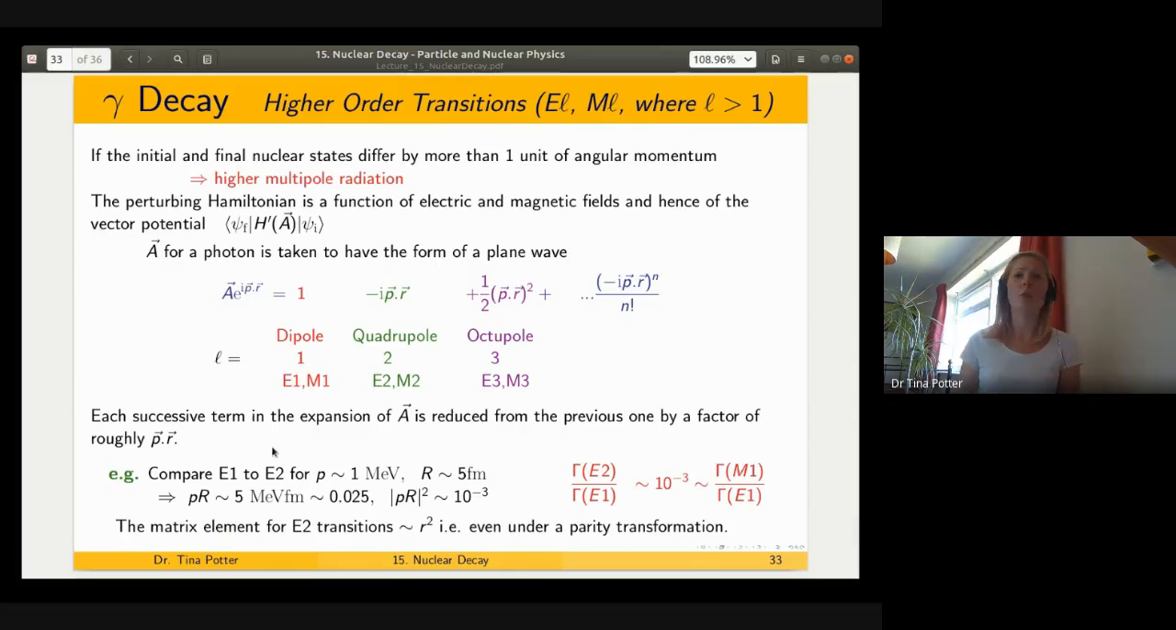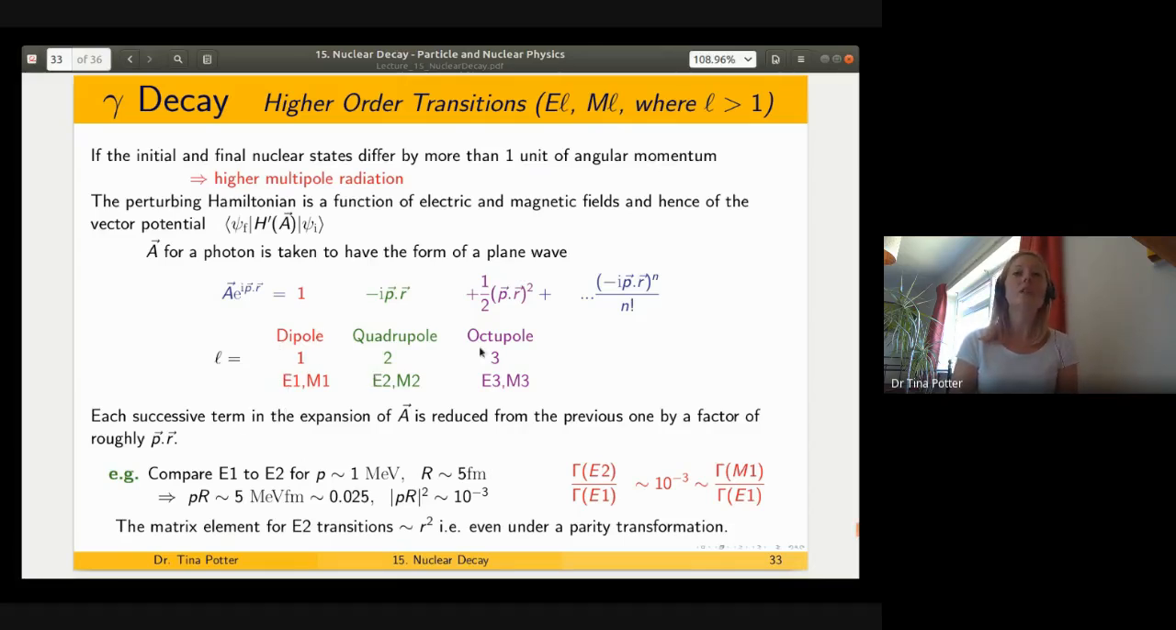And these are our E2 and M2 quadrupole transitions. And then going up one, for L equals 3, we've got our octupole transitions here. And you can see that we're increasing by a factor of p dot r each time we go up a successive term. Now, we can compare these higher order terms to the lower order terms that we've had a good look at here, for E1 and M1.